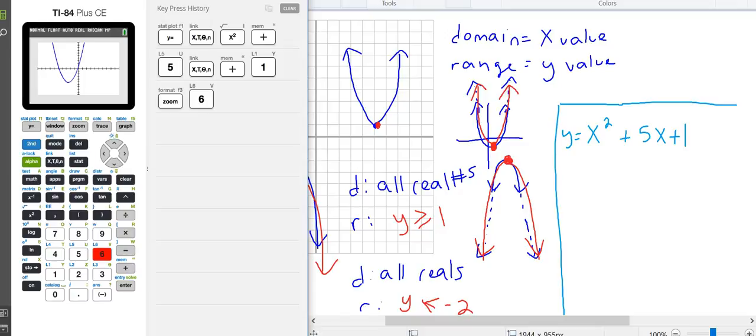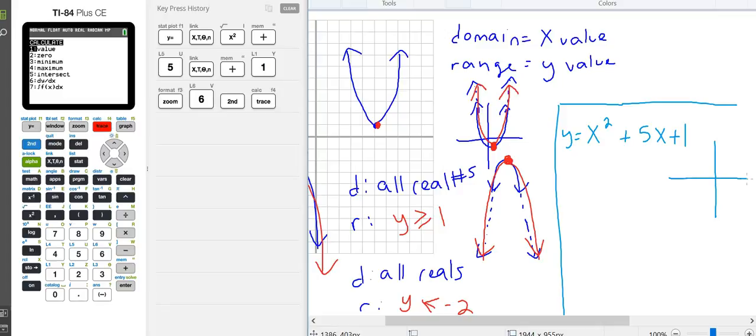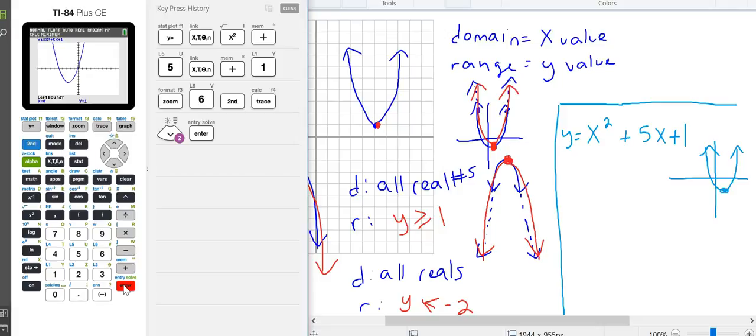To do that, we're going to go into the calc menu. We're going to press the second button, and notice that it's in blue. So when we press trace, we're really activating the little word in blue that says calc. We saw that this parabola was opening upwards, which means that it had a minimum point. So we're going to scroll down to 3 for minimum. Press enter.